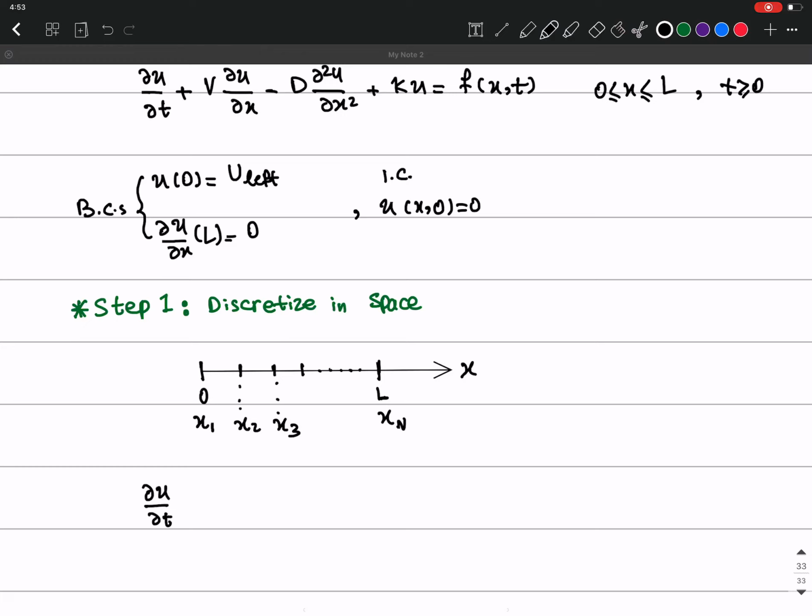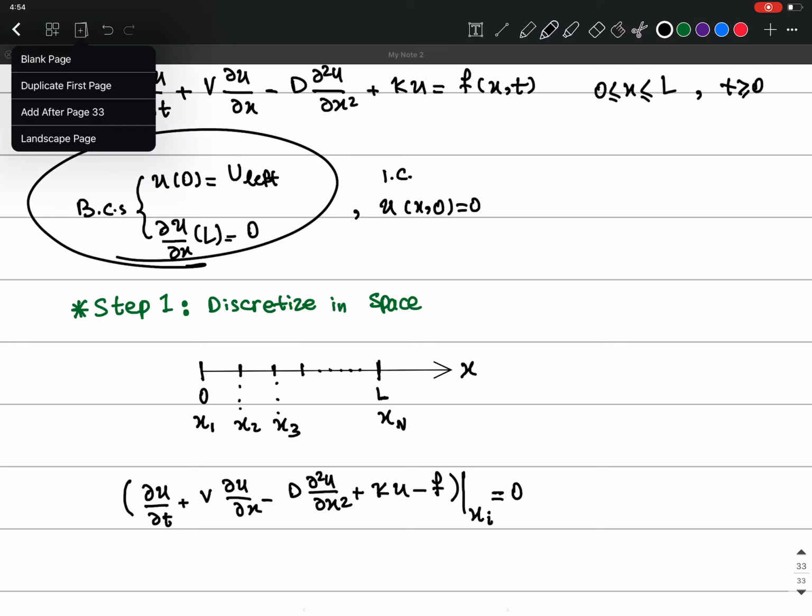So partial u over partial t plus v partial u over partial x, minus d partial square u over partial x squared, plus kappa u, and then I'm going to just bring that f to the left hand side, minus f. This is my equation evaluated at xi, at any xi. This should equal 0. Okay, and this is valid for everything except the boundary conditions, right? Because the boundary conditions are given here, so I don't really need them.